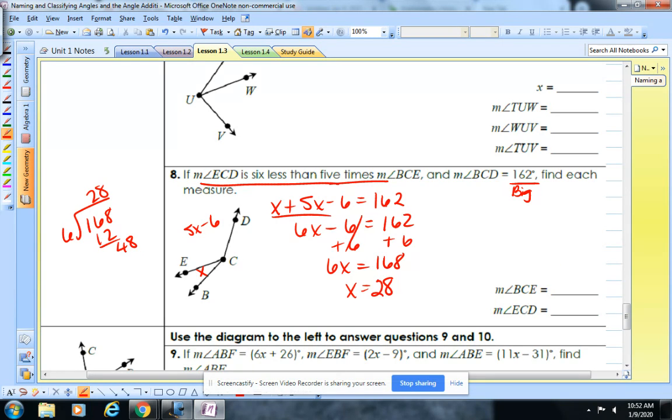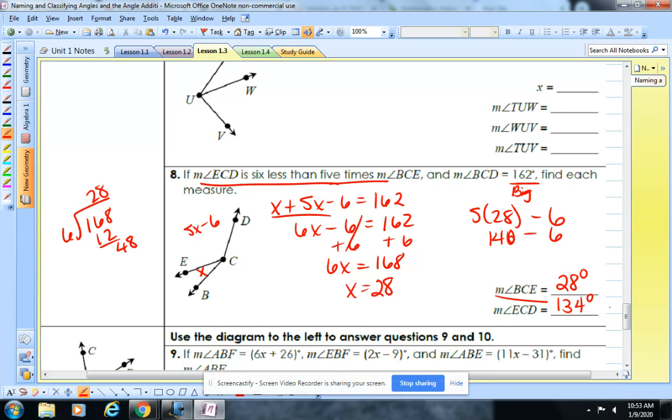Okay. So they want us to find the measure, and X is the measure of that little angle, isn't it? So BCE is 28 degrees. ECD is 5 times that minus 6. So 5 times 28 minus 6. 5 times 28 is 140. Minus 6 is what? 134. Did I check it? These two should add up to be what? 162, does it? Good job.